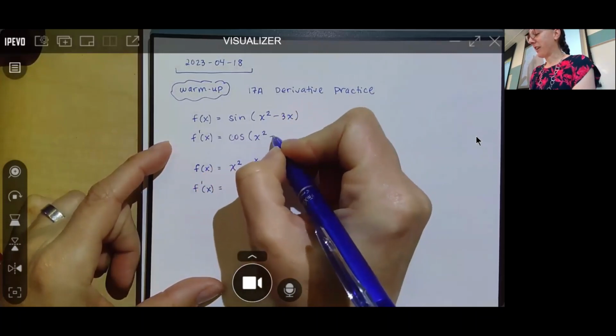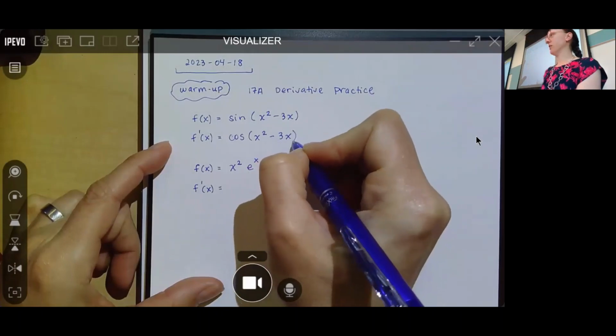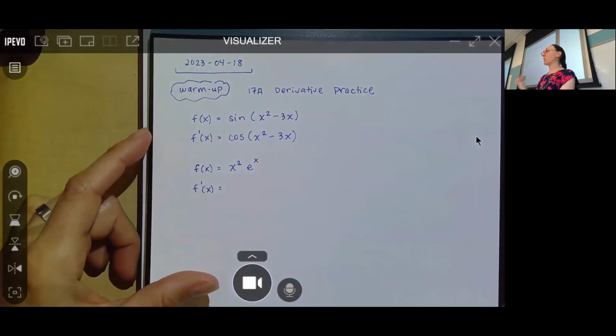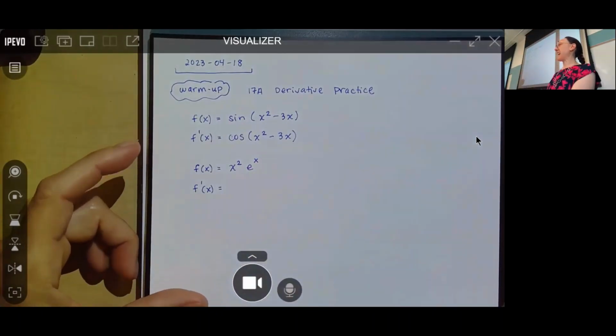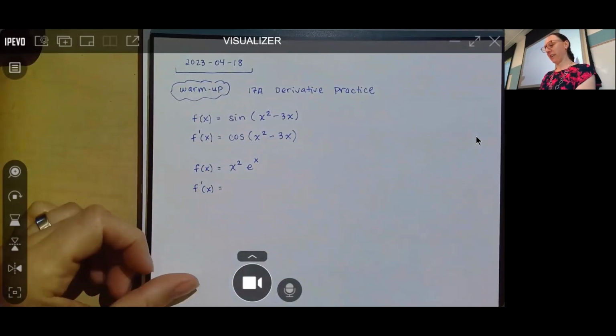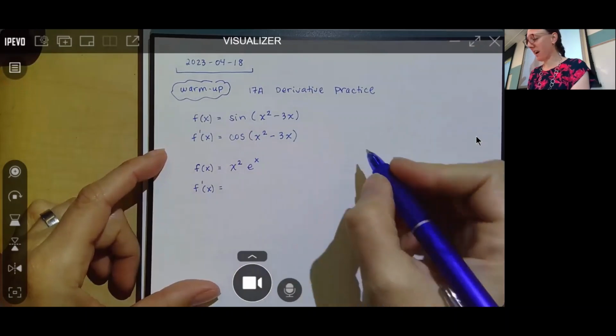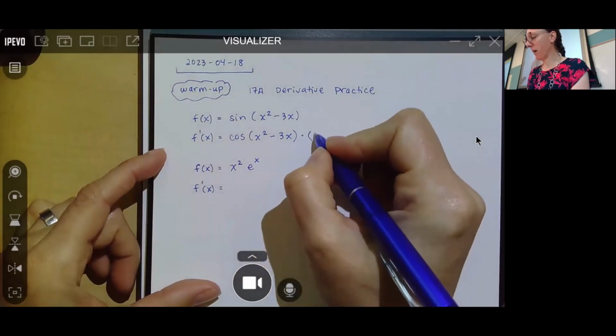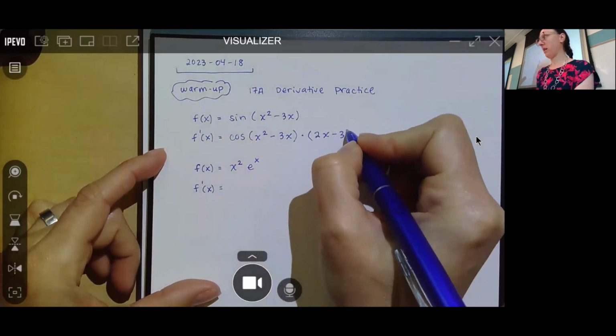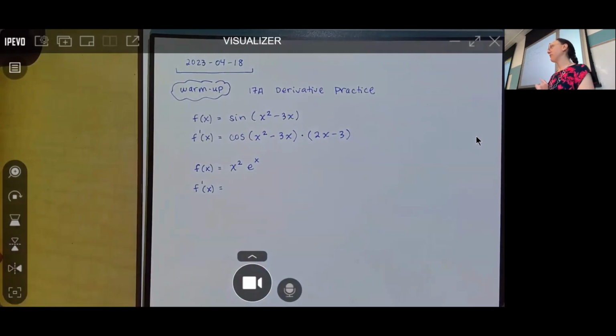Calculus can never change the argument of a trig function. Whether you're taking derivatives or integrals, what's inside stays the same unless you use a trig identity. So I'm going to have that same x squared minus 3x inside, and then chain rule says I better multiply by 2x minus 3. I took a derivative, not an integral.